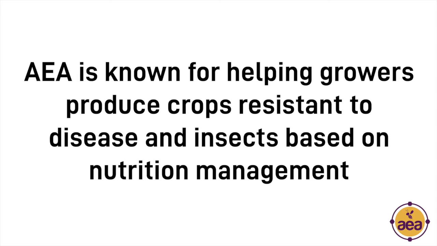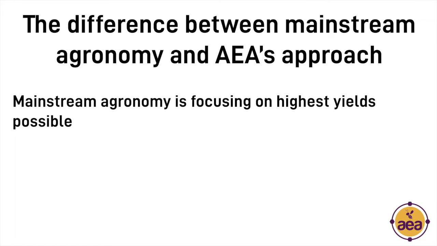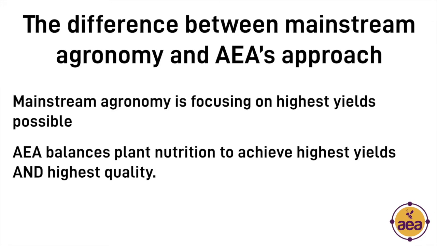So we've been able to grow crops that have no further susceptibility to spider mites or aphids or leaf hoppers, etc., just based purely on the plant's nutritional profile. And there's a tremendous amount of science behind how we accomplish that, and the approach and the processes that we use. So essentially, the difference between our approach and the mainstream approach is that mainstream agronomy focuses on highest yields possible. And we've taken a slightly more nuanced approach to say we want to balance plant nutrition to get the highest yields and the highest quality possible. How do we get the greatest level of disease and insect resistance? How do we get the ultimate in plant health?